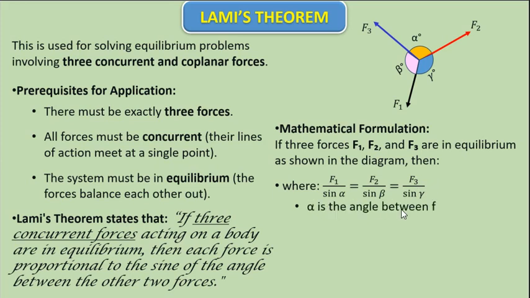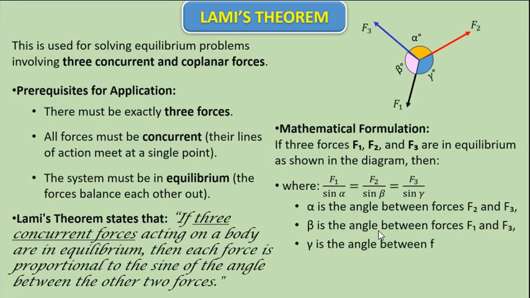Alpha is the angle between F2 and F3. Beta is the angle between F1 and F3. And gamma is the angle between F1 and F2. Already we have explained all these things. You can see them represented in this diagram. For emphasis, let's illustrate that again.